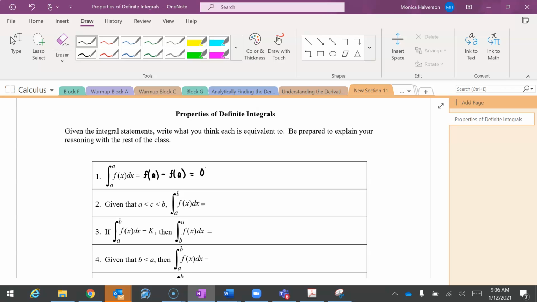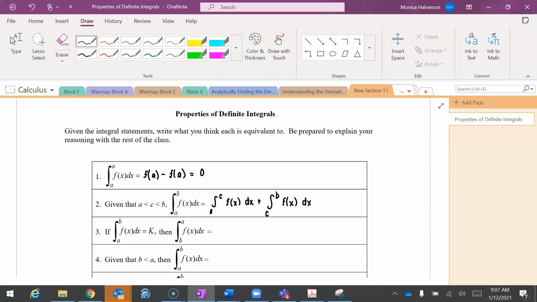The second property states, given that c is a value found within a and b, the definite integral from a to b of f of x dx is going to equal the definite integral from a to c plus the definite integral from c to b. And this will only be true if c lies between a and b.